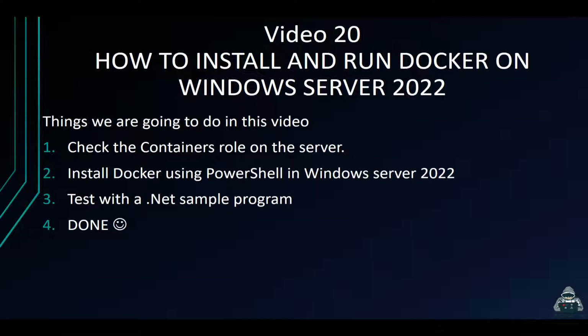So this is video 20 in this playlist, and what we're going to be doing in this video is installing and running a Docker container. We're going to be installing Docker on Windows Server 2022. First, we're going to make sure there are no containers already on this server. We're going to install Docker and configure it through PowerShell. Then we're going to test this with a .NET sample program, and then we'll finish it up and test everything. All right, so let's go ahead and open up our server in this case.